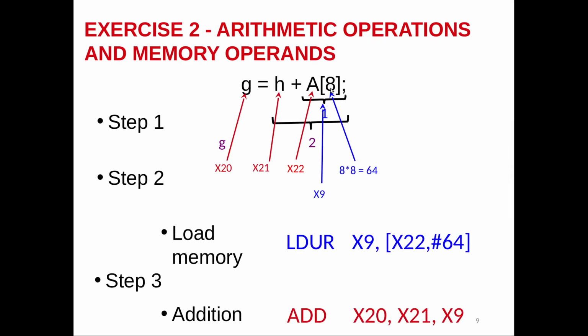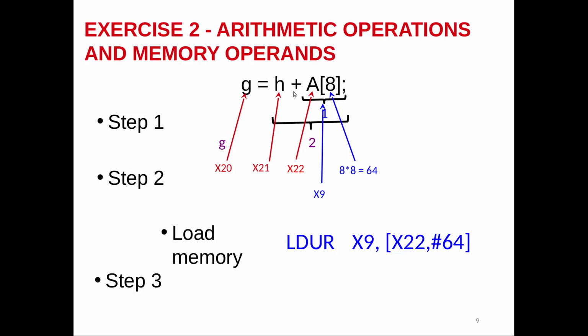So the load instruction will appear like this: LDUR and then X9, the destination location where we store the value of the memory, the element 8 of the memory. So X9 is located here. The base address of the memory A, which is stored in X22, will be located here. And finally, the offset address, which is 64 as we calculated here, will be located here.